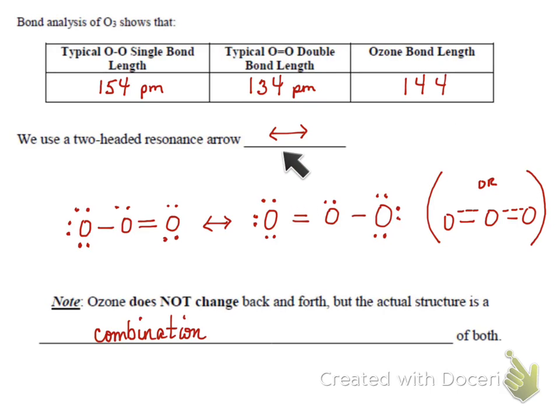To show resonance, we use this two-headed resonance arrow, which is different than a reaction. It just means resonance. So we draw the two structures, one with the double bond on one side, double bond on the other side, put the arrow between them, and what this shows is that the actual structure is a combination of both. Sometimes it's drawn like this with dotted lines to show half a bond on both sides, but this is pretty old-fashioned. We don't usually use that. It's not changing back and forth. It's an actual combination of the two structures.